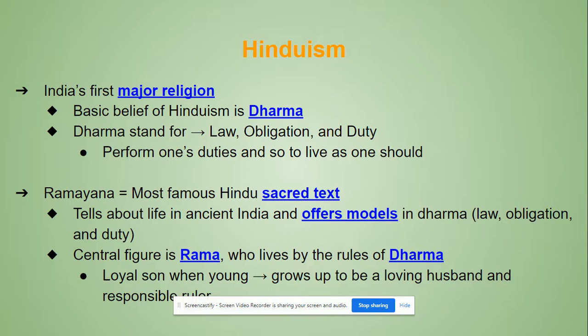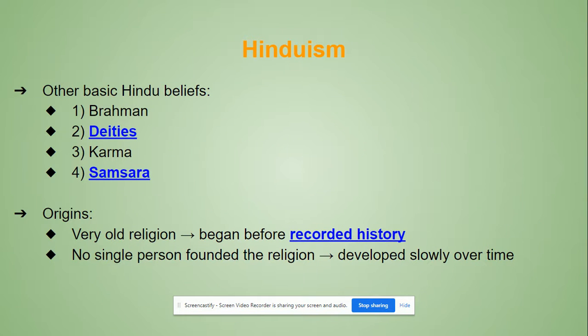The central figure is Rama, who lives by the rules of dharma. He's a loyal son when he's young and then grows up to be a loving husband. Again, it's about your role in society. Now, there are four other basic beliefs: the Brahman, deities, karma, and samsara. All of these things work together to make Hinduism.